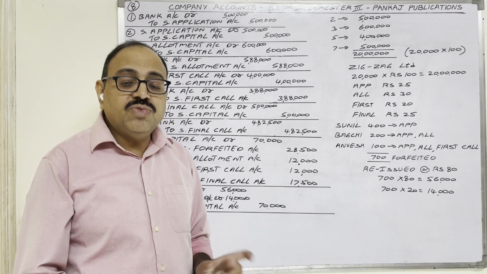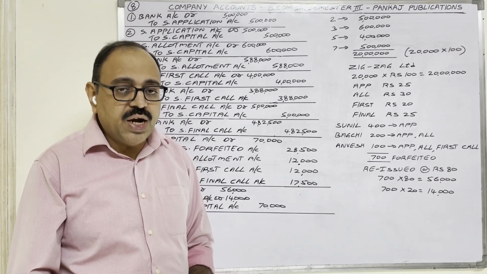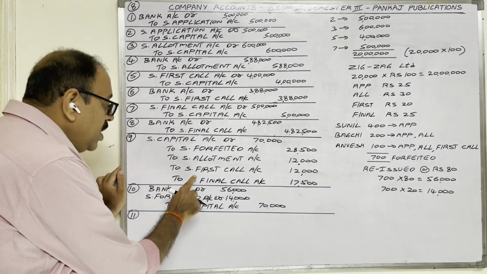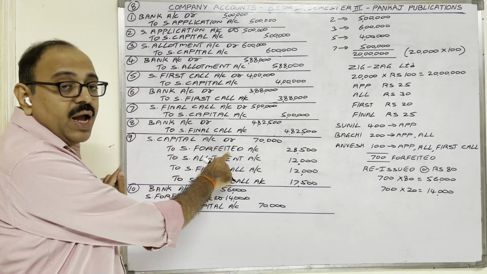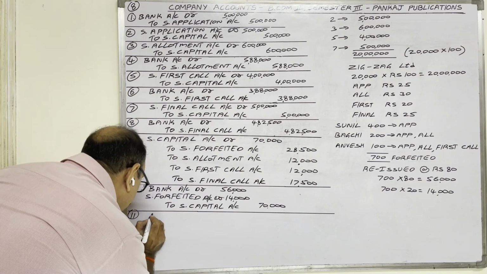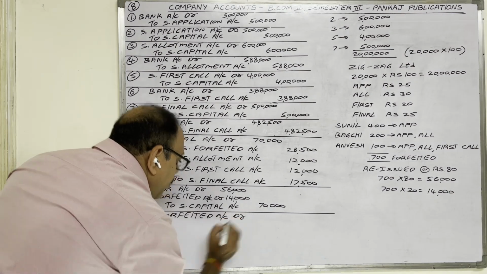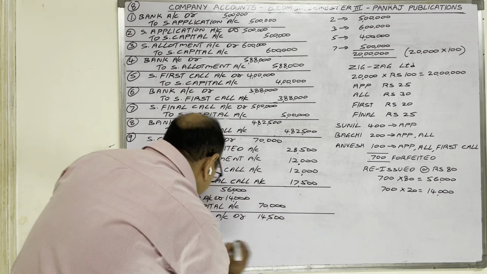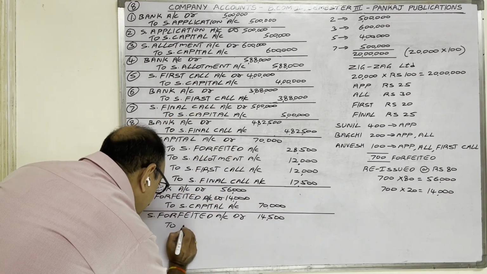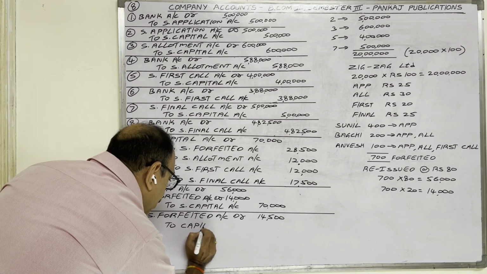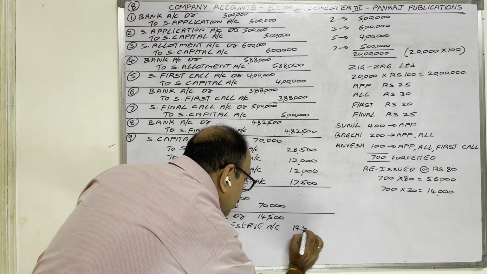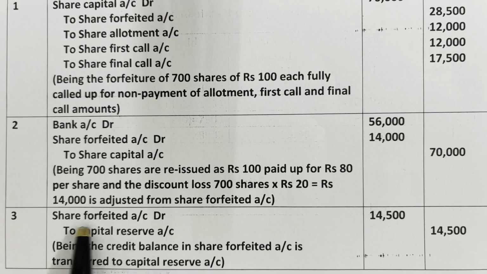That credit balance 14,500 in share forfeited account, now we should transfer to capital reserve account. Credit balance of share forfeited account we want to cancel. Means we have to debit share forfeited account. Share forfeited account debtor 14,500. We are transferring to capital reserve now. Therefore, credit capital reserve account. To capital reserve account, amount same 14,500.